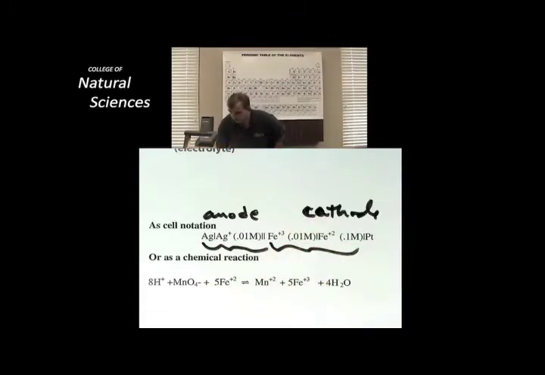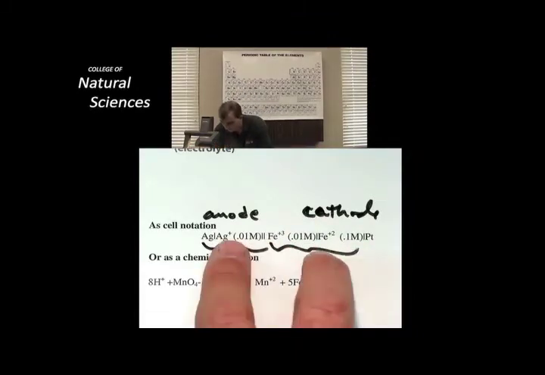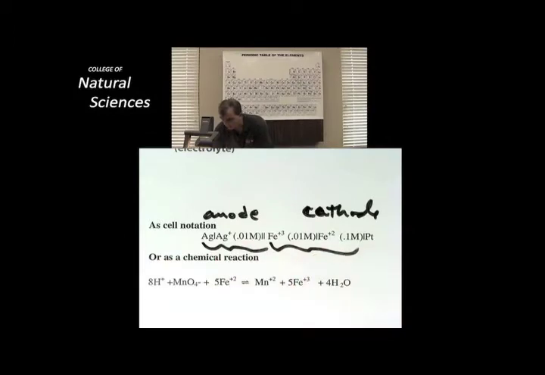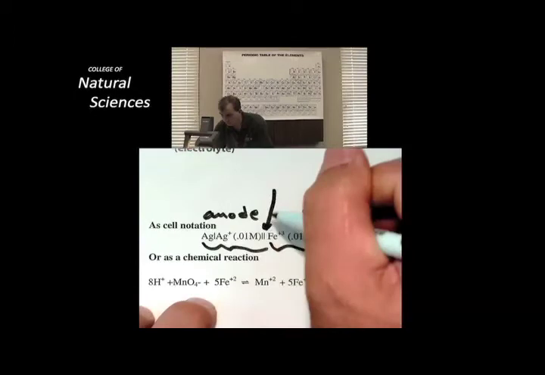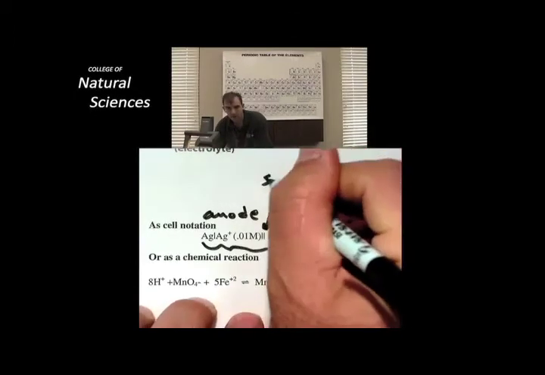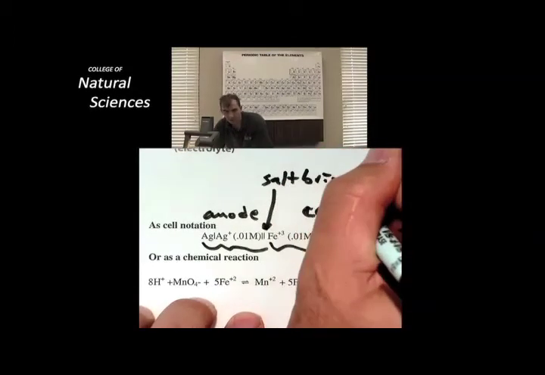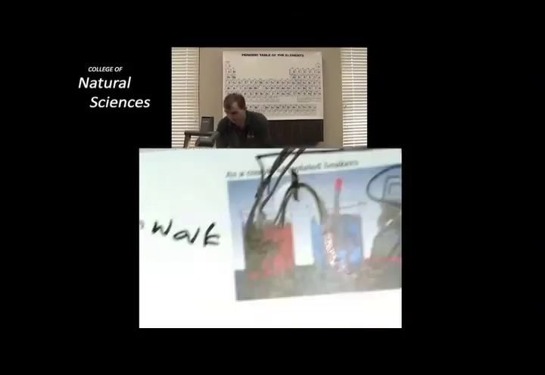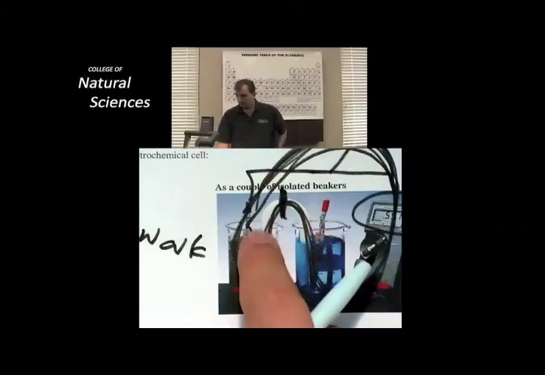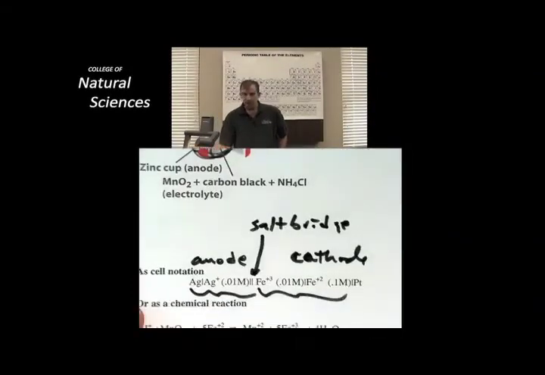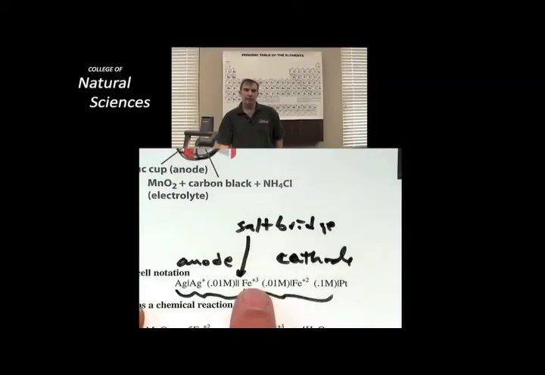Notice that sitting right here in the middle is my salt bridge. Anytime you see a double bar like that, you know you have a salt bridge. So instead of seeing that hook right there, you see a double bar, and it's the same thing. It's my salt bridge. So here's my electrochemical cell. On the left side, the anodic process. On the right side, my cathodic process.